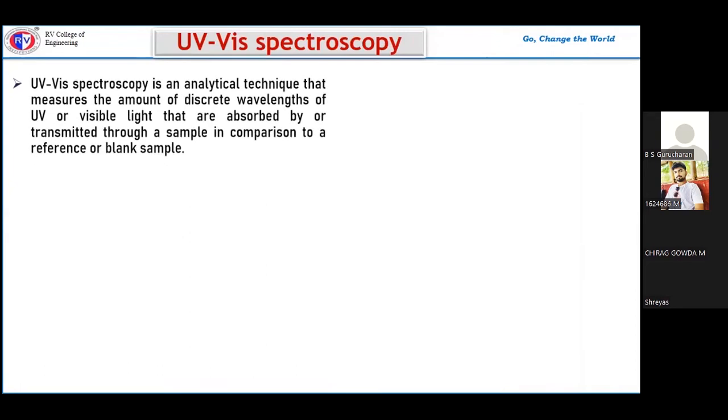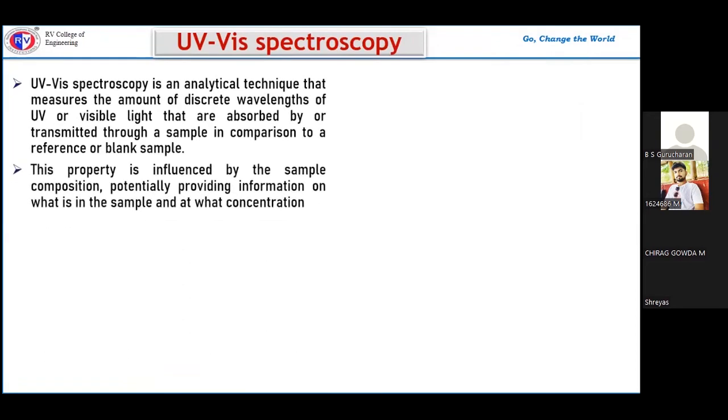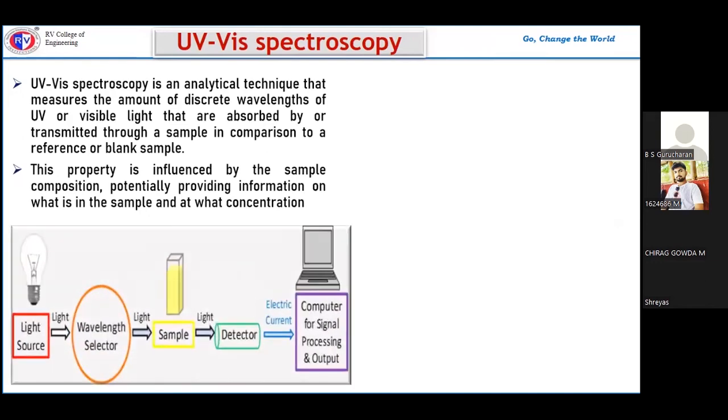So to measure this band gap, we have different types of methods. Now another. In this project, we are going to deal with UV visible light spectroscopy.